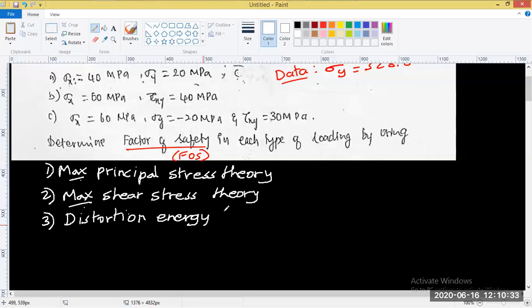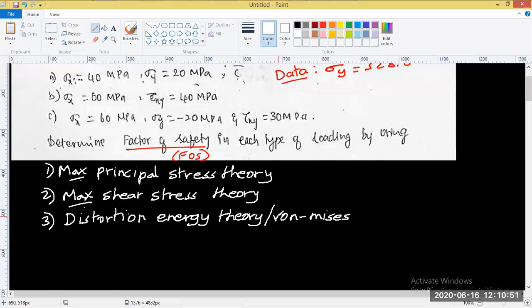The distortion energy theory, or you can also call this von Mises. Most of the companies ask interview questions in the form of the von Mises theory of failure. You can call it in that way.